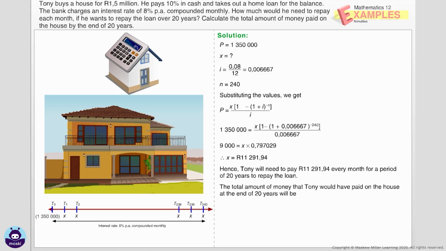The total amount of money that Tony would have paid on the house at the end of 20 years will be the cash deposit of 150,000 rand plus regular payments over 240 months, 11,291 rand 94 cents times 240 equals 2,860,065 rand and 82 cents.